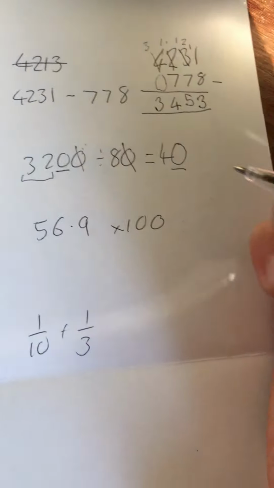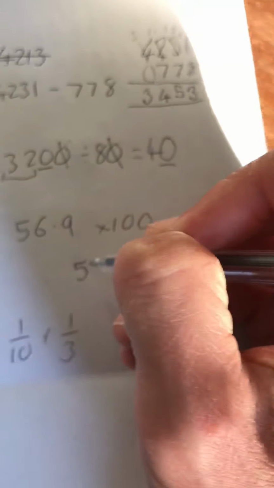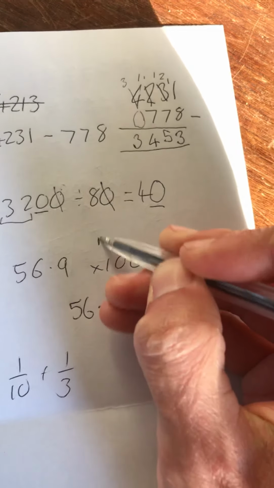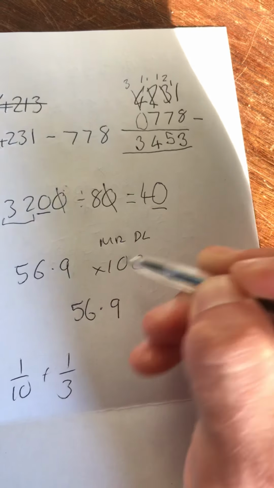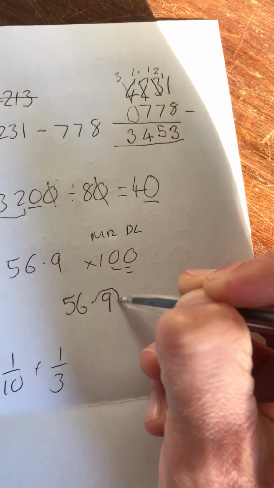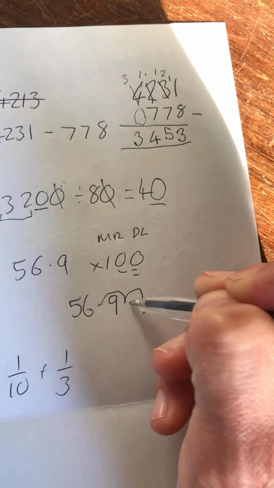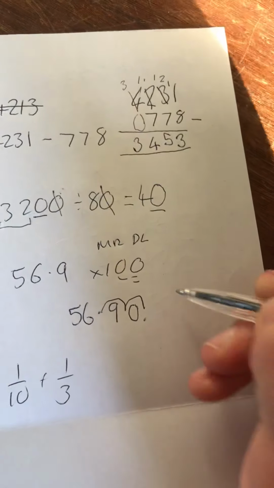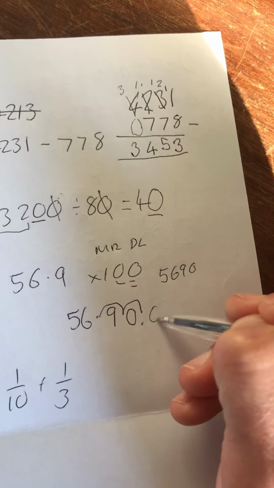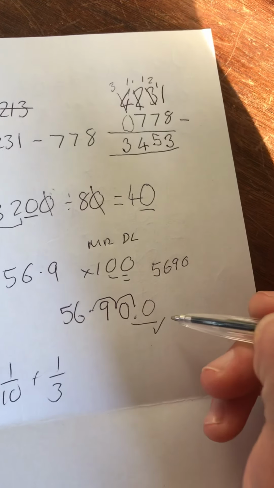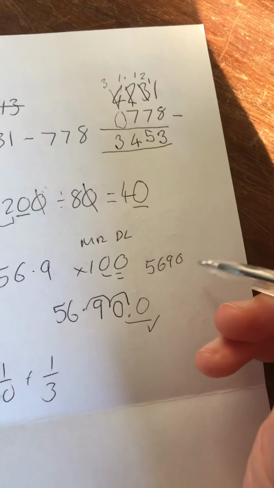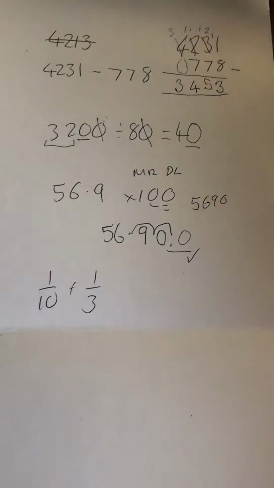Speaking of timesing by 10, 100 and 1,000, smooth segue. 56.9, remember Mr. DL, multiply to the right, 2 jumps, because there's 2 zeros, 1, 2, decimal point lands there, stick a 0 on the end, so our answer is 5,690. You might have put 0.0, that is still correct, but because this is of no value, I don't need to put the 0.0.